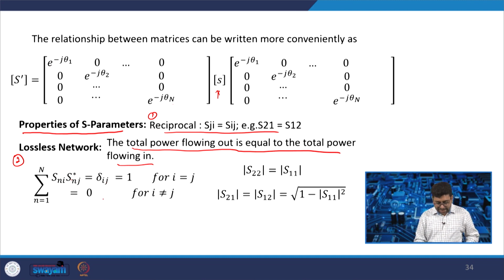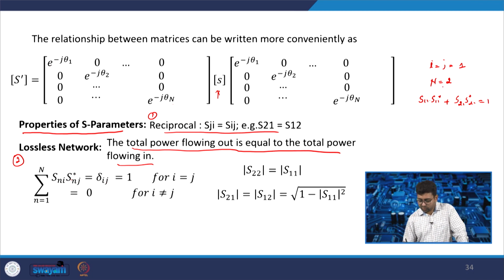So if you consider i equal to j equal to 1 and your network is a 2 port network, first you will get S11, S11 conjugate, plus then for n equal to 2, S21 S21 conjugate, which is equal to 1. So you will get S11 square plus S21 square is equal to 1. So this is one condition.